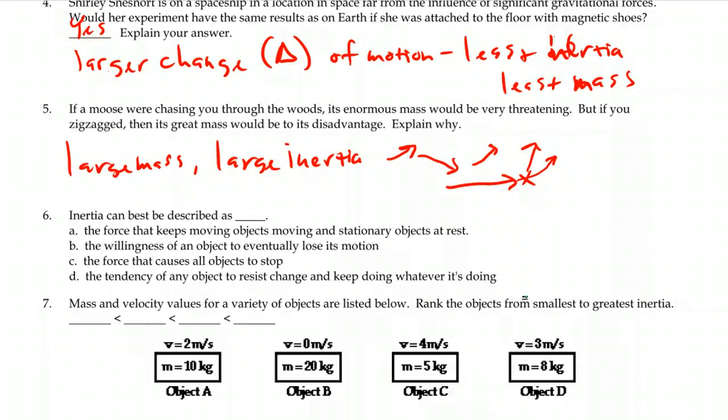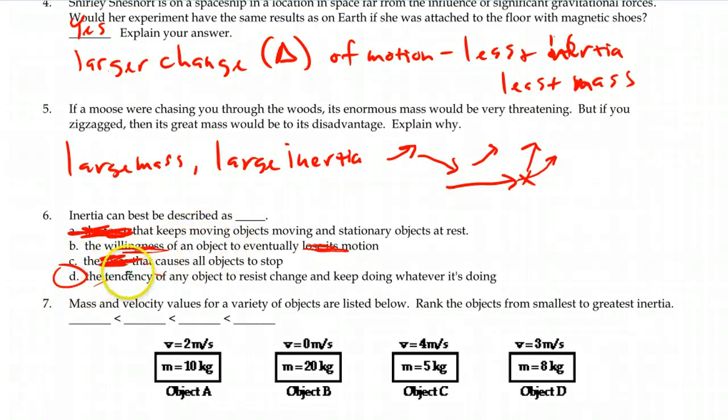Now, inertia, again, can be described as, and we can wipe out A right away. It's not a force. It has nothing to do specifically with force. It is a property of matter. Willingness of an object to eventually lose its motion is not enough, and willingness is kind of a wishy-washy word there. We're not really talking about an object willfully choosing to decide to do anything. And again, it can't be C because it's not a force. It cannot possibly be a force. Okay, it's a property of matter. So the best answer is D.